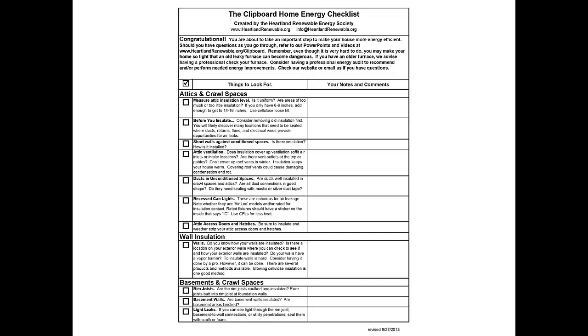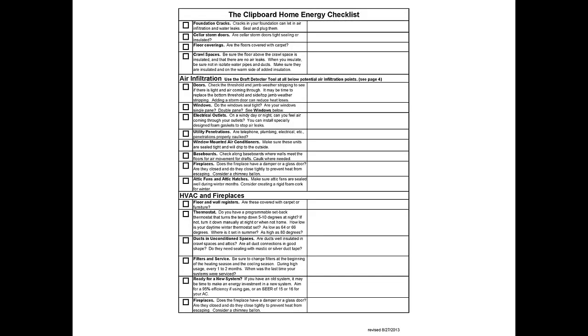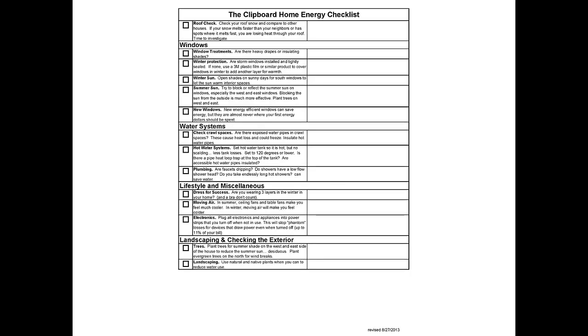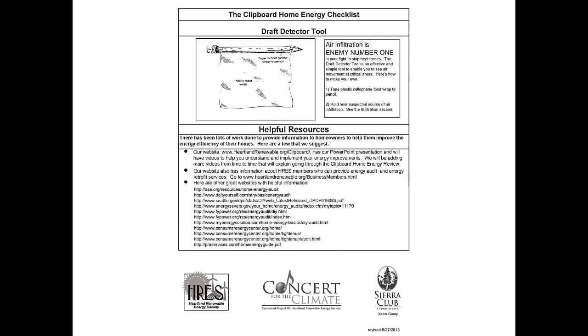So now we're looking at the 4 pages of the Clipboard Home Energy Checklist. And as you note as we look through these pages, they are divided into sections. And so that's how we figure a homeowner would go through this, by area of the house or by information. And so that's how we will go through this today.